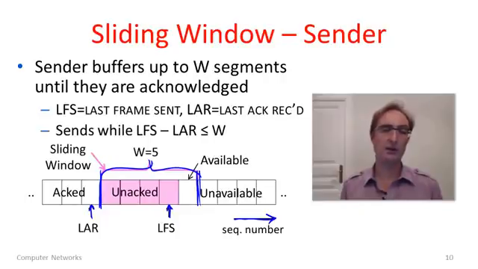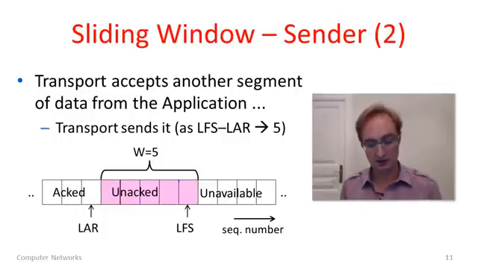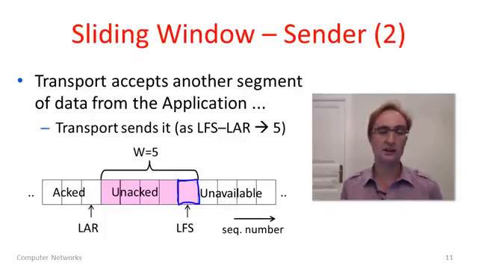It evolves as we send new packets and receive ACKs. So a couple of things could happen here. One thing that could happen is the transport layer could accept another segment from the application, and that would be this segment here. In this case, it can go ahead and send it. Why? Because we only had 4 packets outstanding in the network, and our sliding window size is 5. If we send this one, now we have 5. And you can see I've updated LFS here. I haven't updated LAR because we haven't received any acknowledgements. So now our window is full.